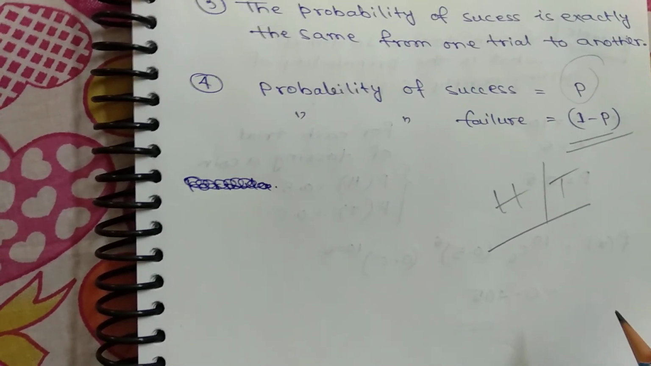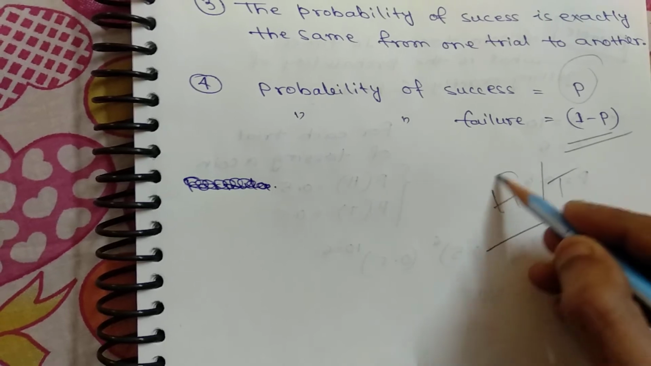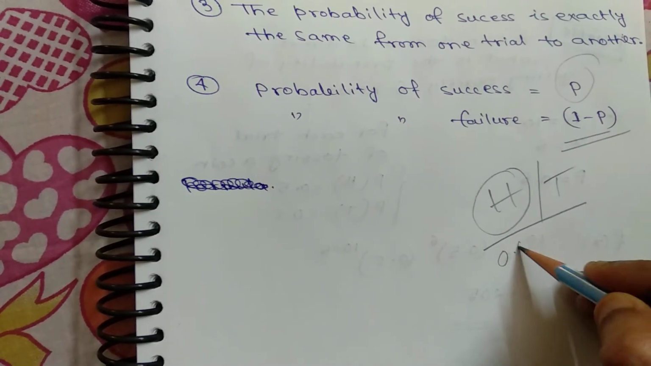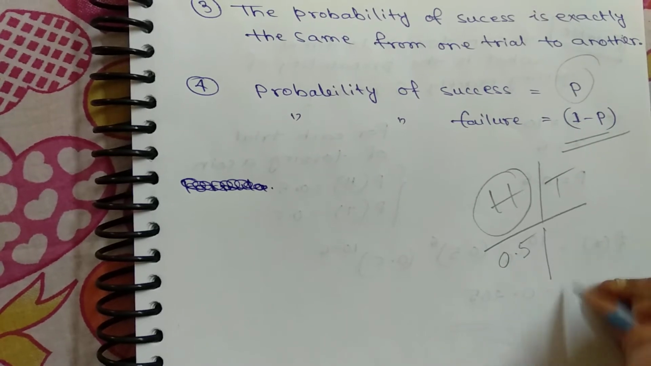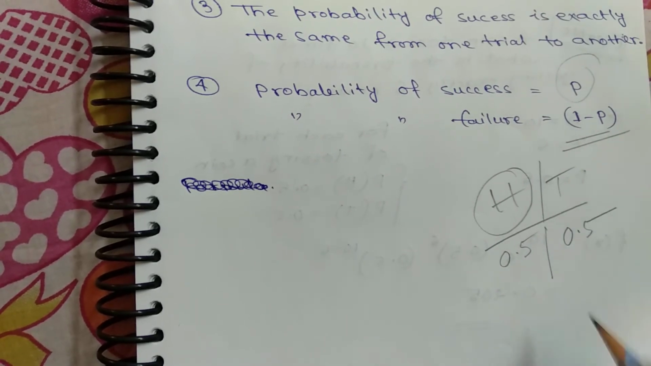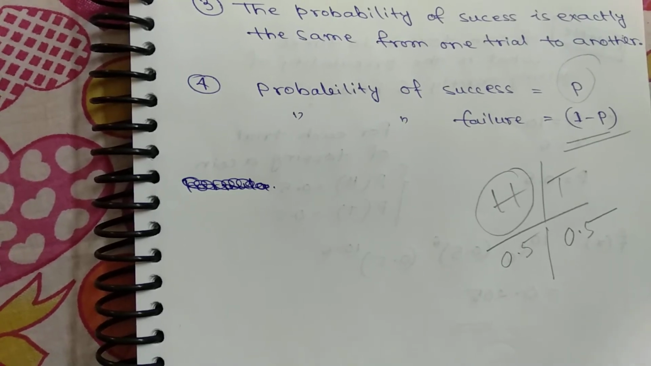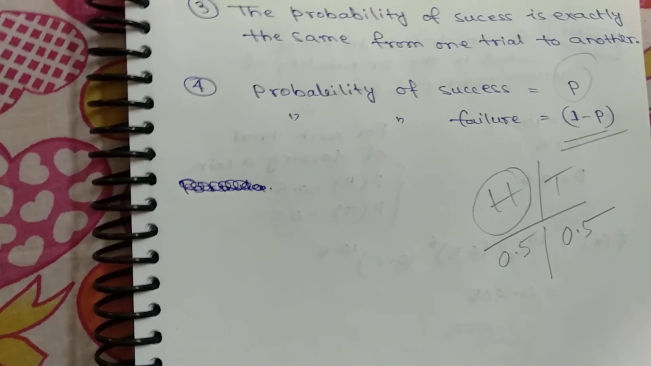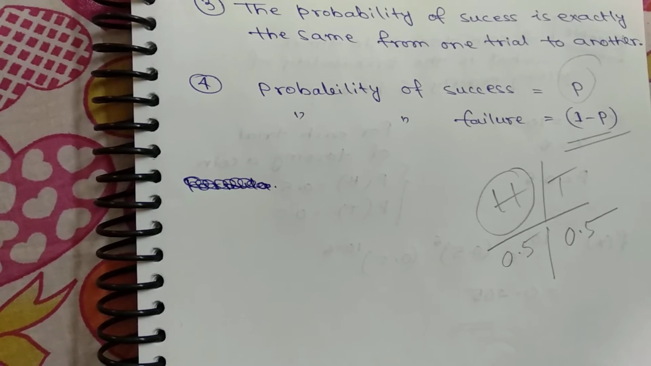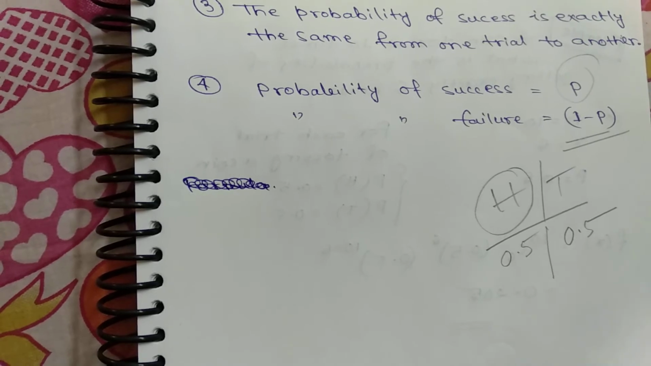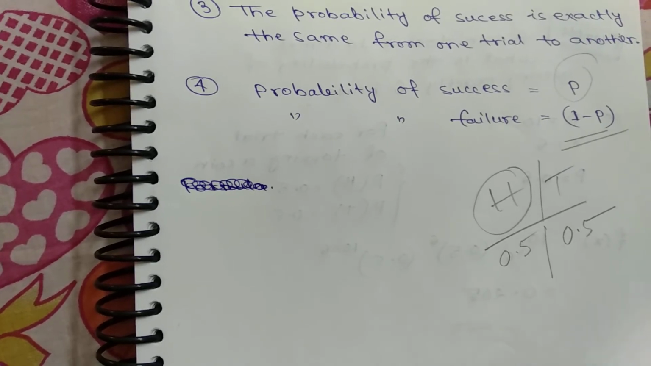So the probability of success means we are considering head only. So probability of success will be 0.5 and probability of failure will be 0.5. The trials are independent, that is getting head on one trial doesn't affect whether we get head on another trial. So this is binomial probability distribution.